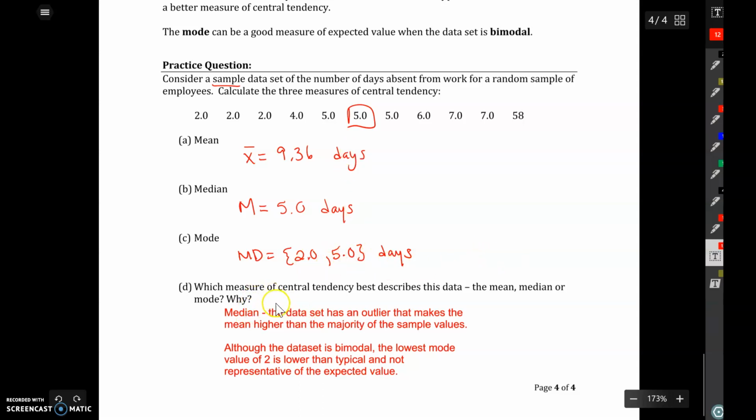Okay, which measure of central tendency best describes this data? The median. Why? The data set has an outlier that makes the mean higher than the majority of the sample values. And although the data set is bimodal, the lowest mode value of 2 is lower than typical and not representative of the expected values.